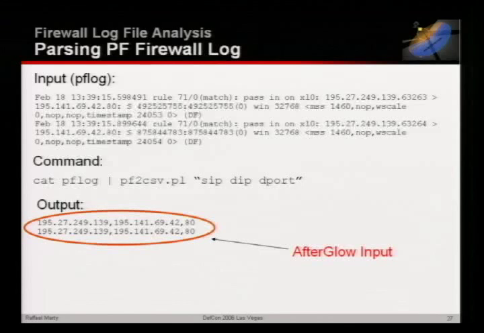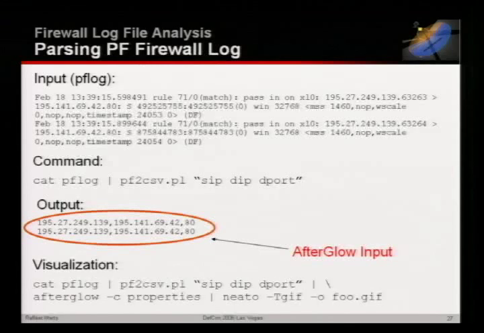Now this CSV output is the input for Afterglow. Putting it all together, you basically cat the log file, pipe it to PF to CSV, give the fields you want, pipe that into Afterglow with a property file, and then pipe it into GraphViz. And there are basically four tools that GraphViz provides that use different layout algorithms.